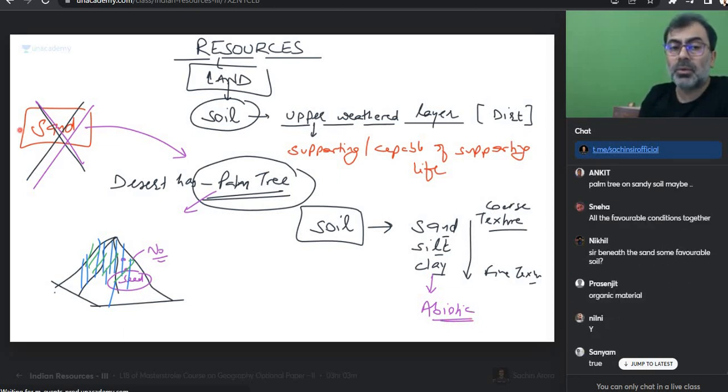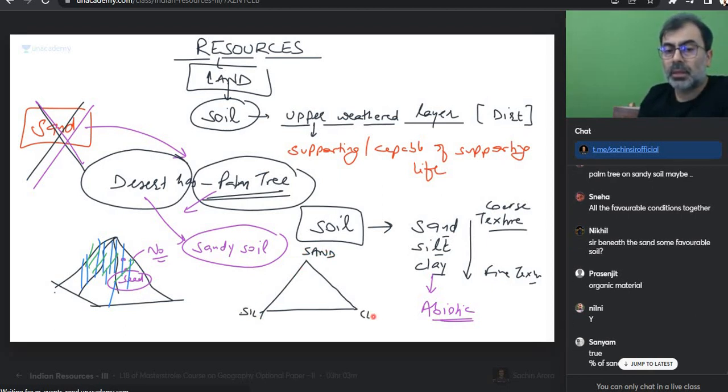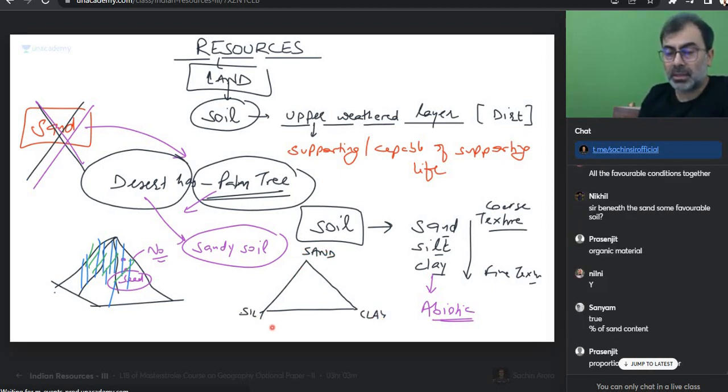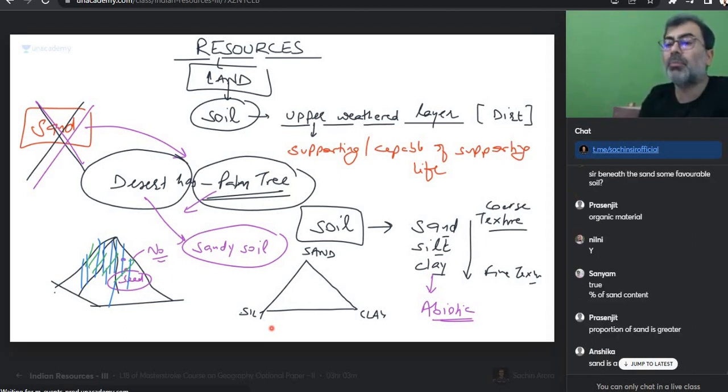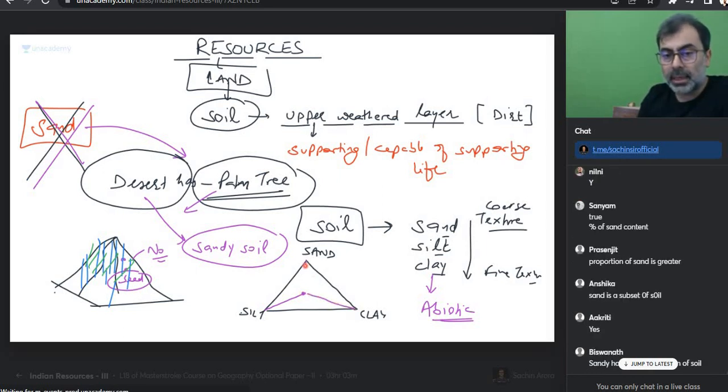In the desert, we don't have sand. We have sandy soil. What is the difference between sand and sandy soil? Everyone, let me bring to your notice: there can be sand, there can be silt, there can be clay. Together, when they mix, they make 100% of the abiotic component. If the soil has 33% silt, 33% clay, and 33% sand, let me show you what this is.